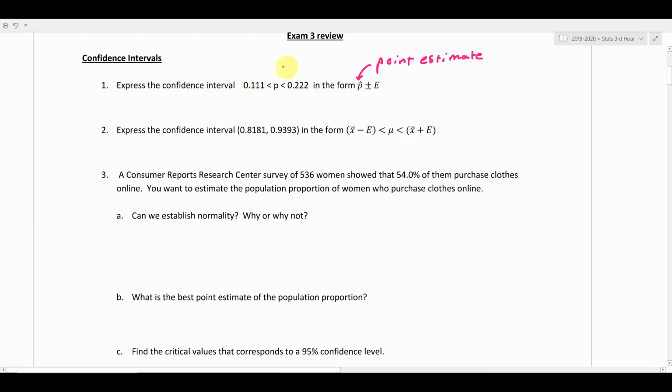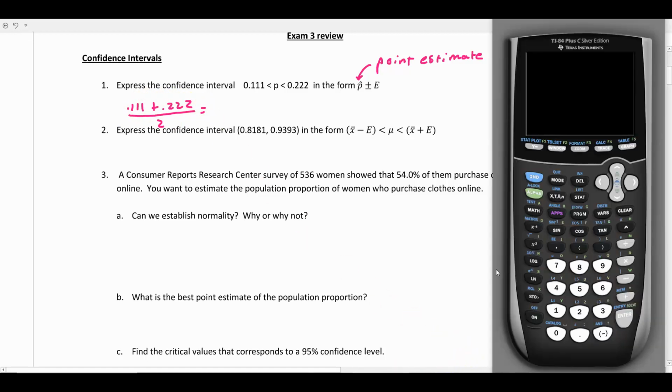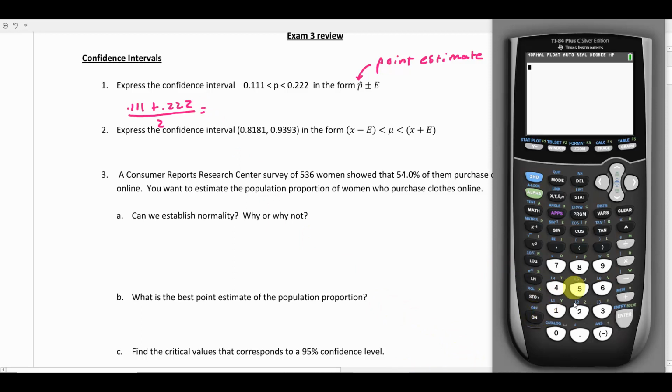The easy way to do that is just to add the 2 bounds together. So if I take 0.111 and I add to it 0.222, I'll get a result. And then to find the midpoint, all I have to do is divide by 2. It's like taking the average of these 2 values. All right, so I'll pull up my calculator and do that real quick.